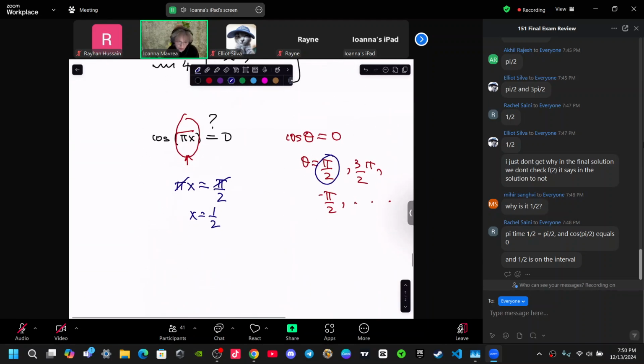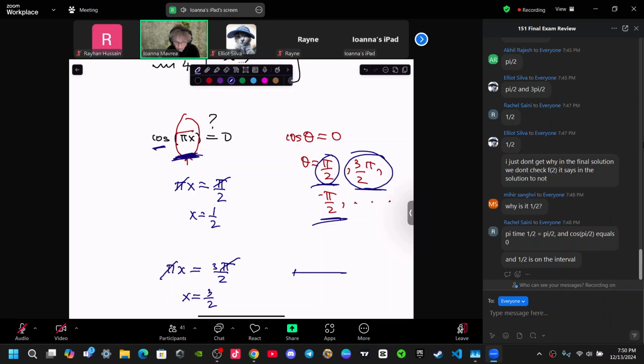If you continue here, again, this is your theta. The theta can be pi over 2, 3 pi over 2, negative pi over 2. All those thetas make cosine of theta equal 0. So you say, my theta, can it be 3 pi over 2? If it's 3 pi over 2, then x is 3 halves. But the x is only allowed to be between 0 and 1, excluding 1. And 3 halves is not there. So I'm excluding that. Can't use it.